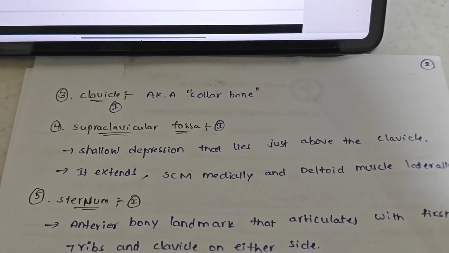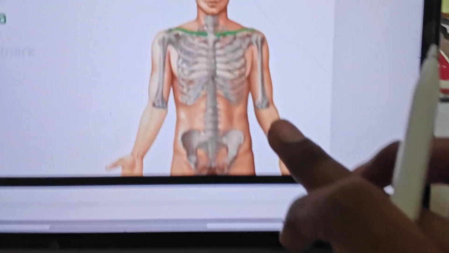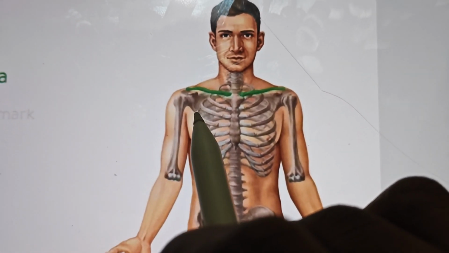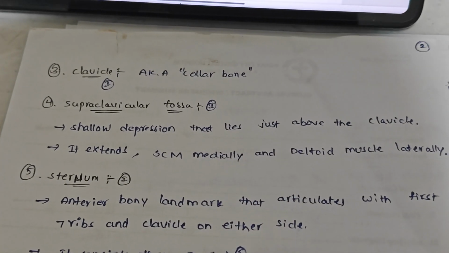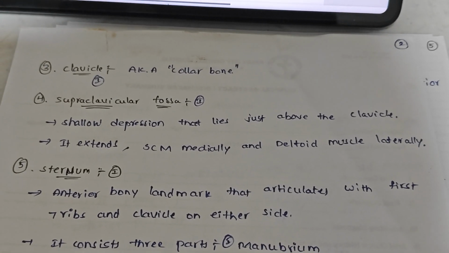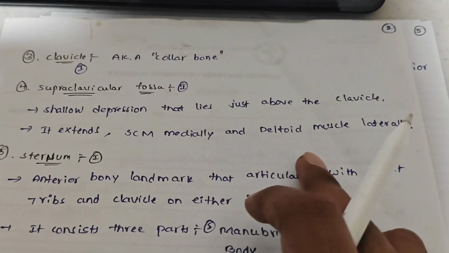Our next landmark is the clavicle, which is also known as collarbone. You can see the highlighted green color, that is the clavicle. Next one is the supraclavicular fossa, which is a shallow depression that lies just above the clavicle. It extends from the SCM medially to the deltoid muscle laterally.